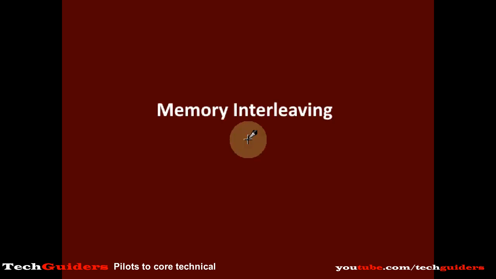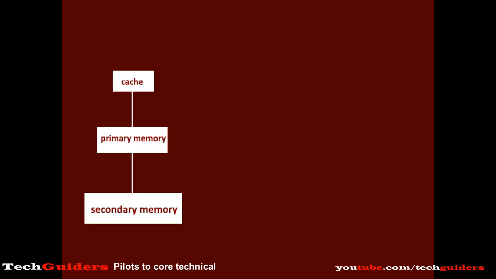Now moving to memory interleaving. Memory interleaving is a method which is used to improve the access time for main memory. Before discussing memory interleaving, we shall have a brief overview of the internal organization of main memory. As we know, the main memory is implemented using dynamic RAM chips. Consider how the DRAM chips are organized for main memory.